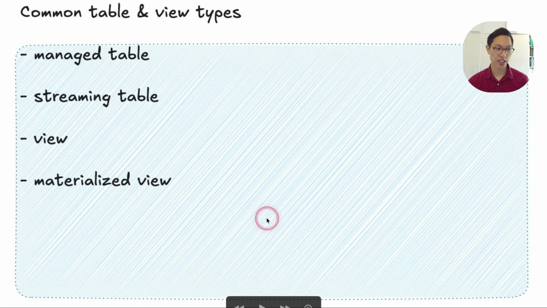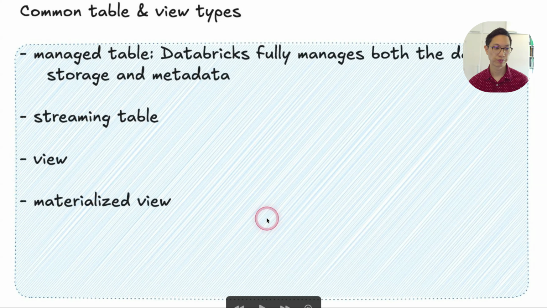So you have different tables and views. A managed table is the normal Delta table in Databricks, or it uses a Delta table in the background. Databricks fully manages both the data storage and the metadata.